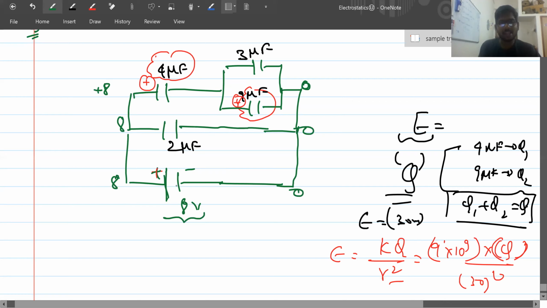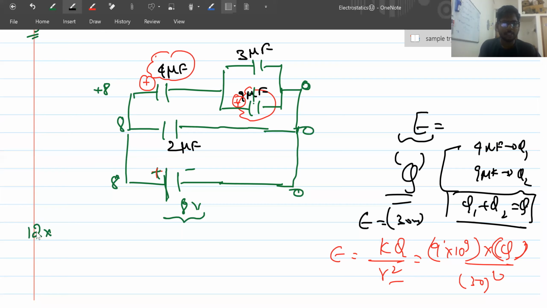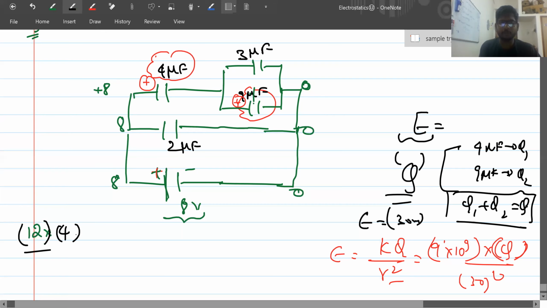So now 9 plus 3 is 12 microfarad, the equivalent capacitance of these two. So 12 microfarad and 4 are in series, but both will have equal charges. The entire row will have equal charges. So 12 and 4 in series: 12 into 4 by 12 plus 4, that is 16. 4 fours are 16, 4 threes are 12. So 3 microfarad is the effective capacitance across this AB row.